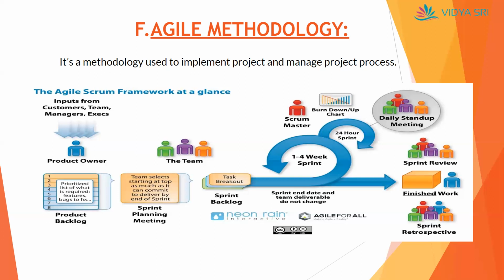Okay, in that, the task breakout will be there. Once the task breakout happens, that is called the sprint backlog. In the Jira board, our tasks will be assigned. Once the task is assigned, what do we have to do? We need to start working on the task.